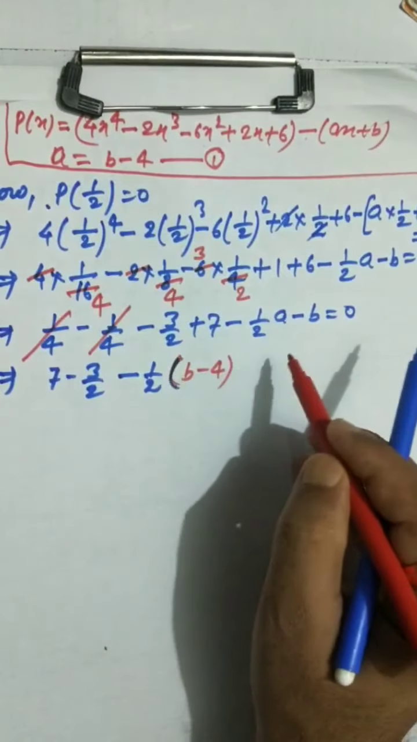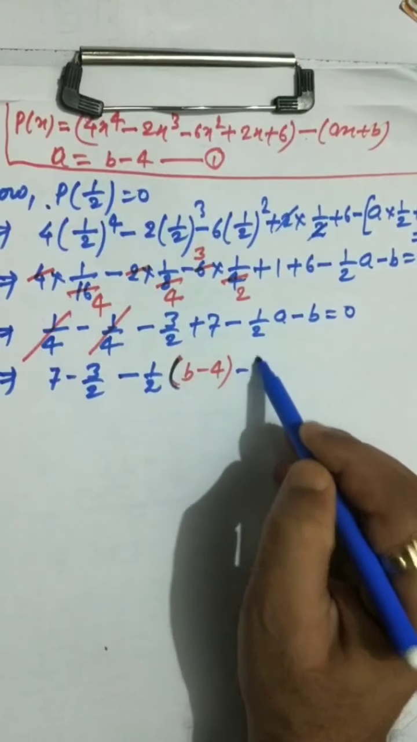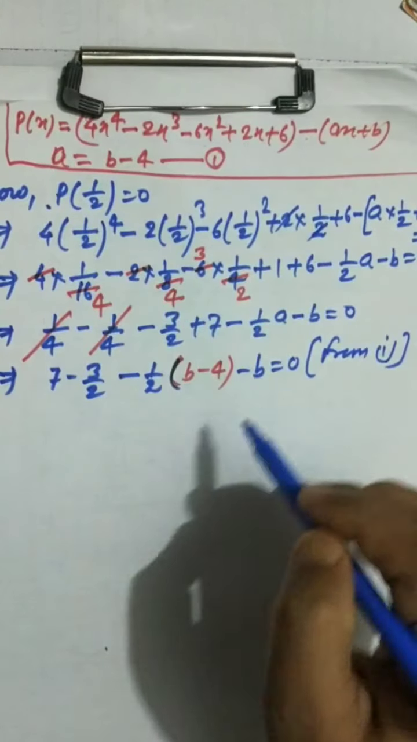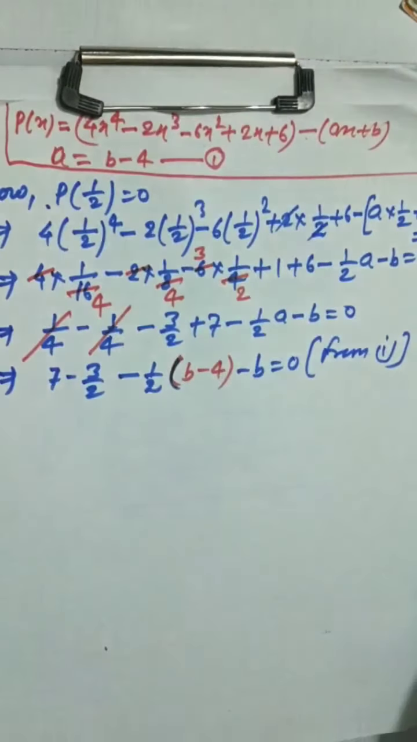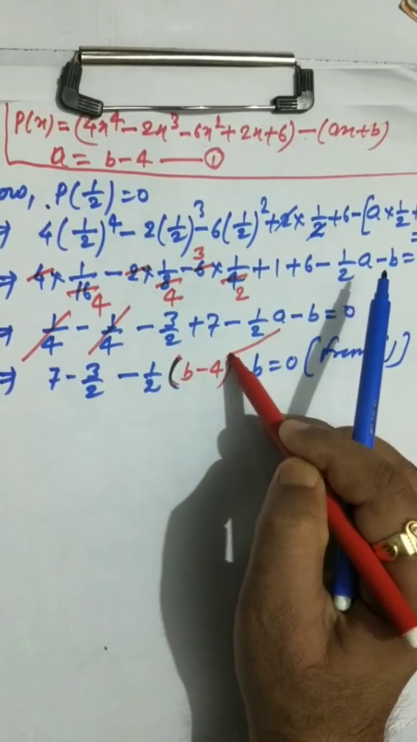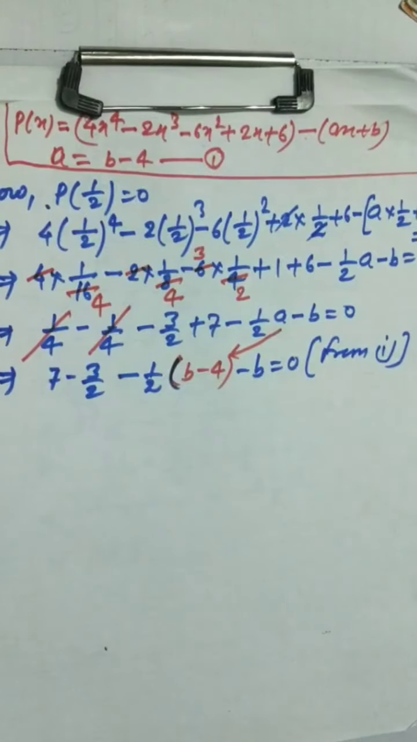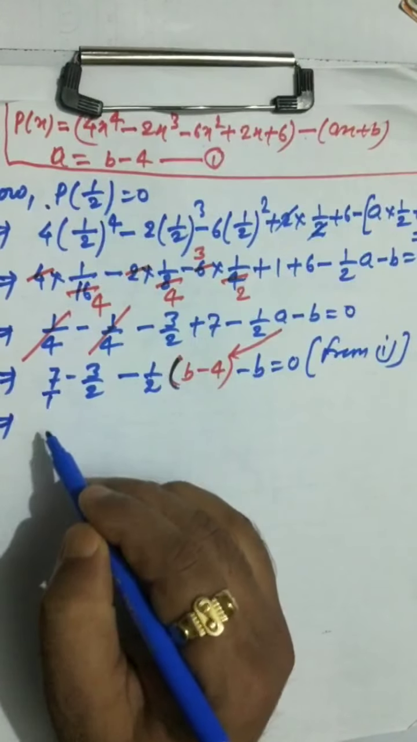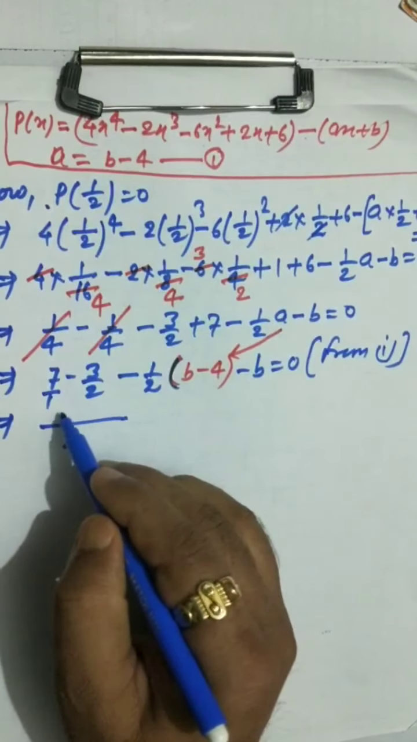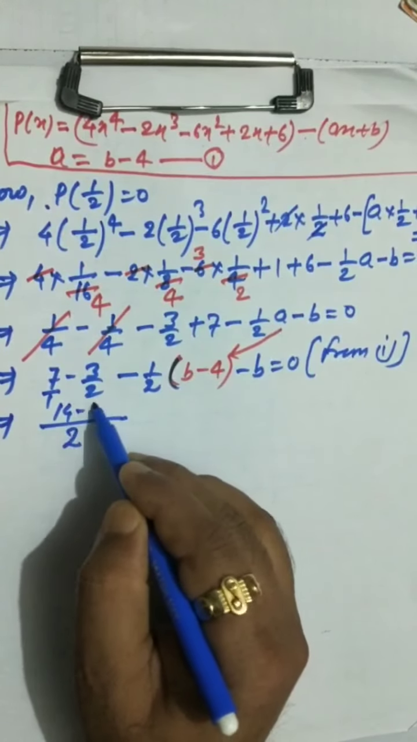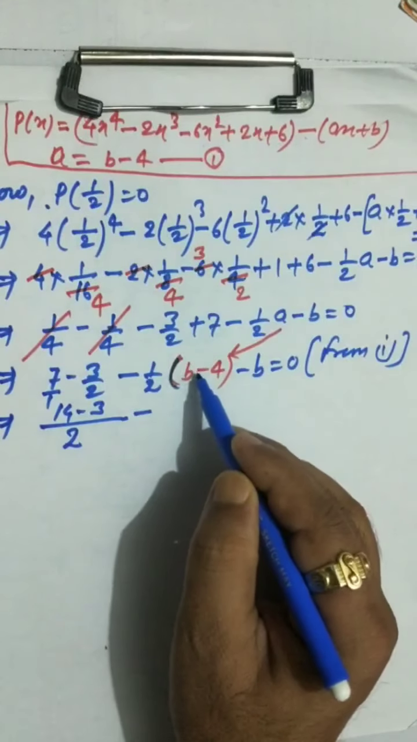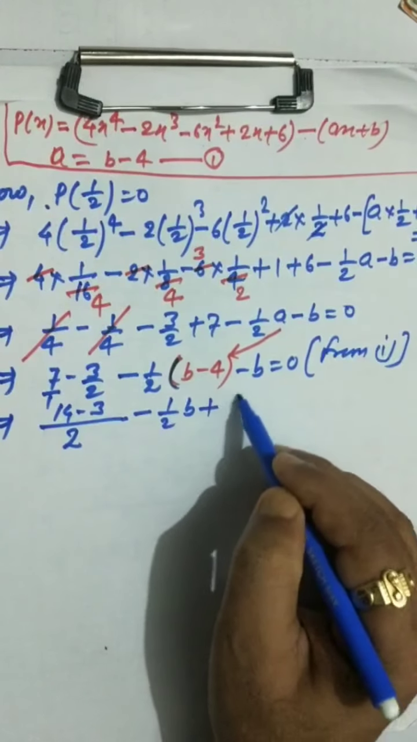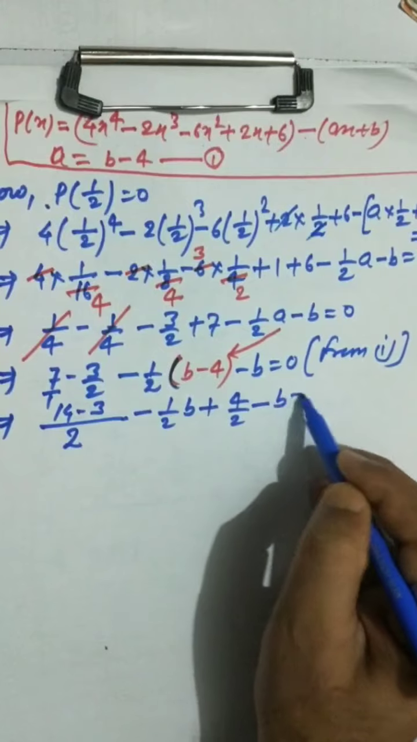b minus 4 and then minus b is equal to 0. Right here from equation first we have taken the value of a, which is equal to b minus 4, we have put it here. Now here the denominator of 7 is 1. Take the LCM, which will be 2. 7 to the 14 minus 3 minus 1 by 2 when multiplied by b, it will be minus 1 by 2b, and minus minus will be plus 4 by 2, and minus b is equal to 0.